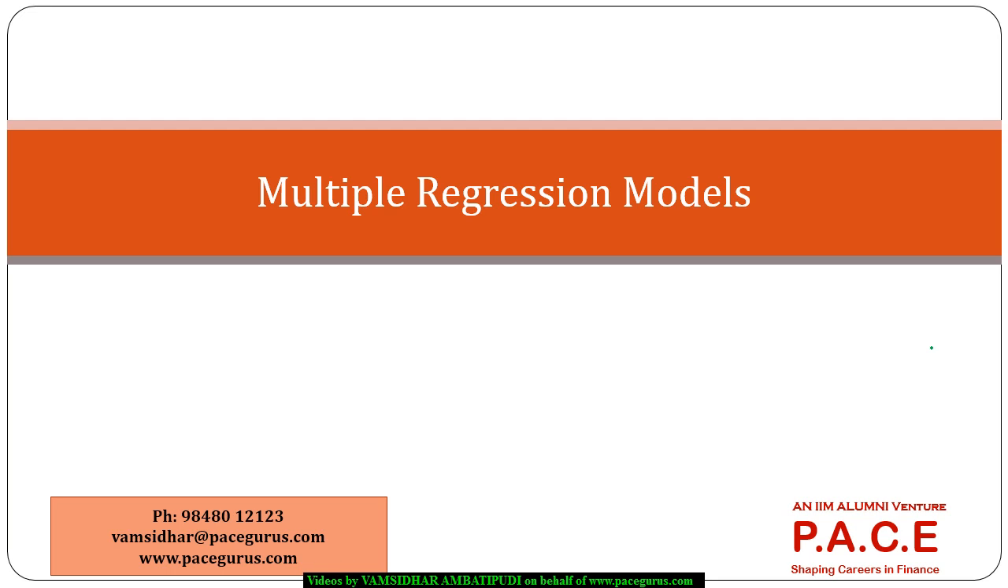In this session, I'll be talking about multiple regression models, where our intention is to use more than one predictor, right? In simple regression, we were using just one predictor variable to predict a dependent variable. Whereas here, we would be using multiple predictor variables. Which means we are talking about multiple drivers which will influence the dependent variable.